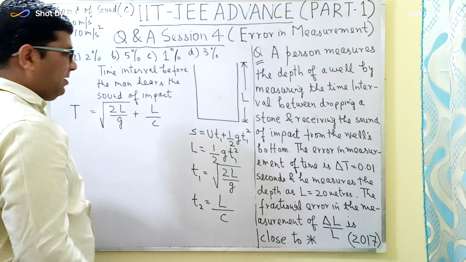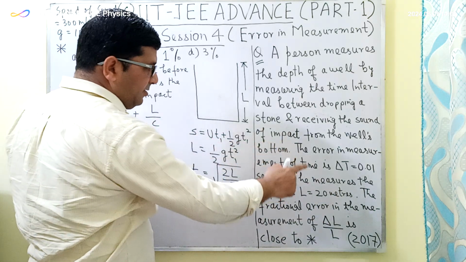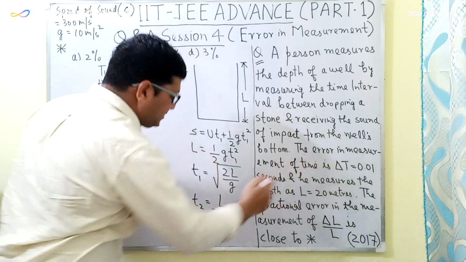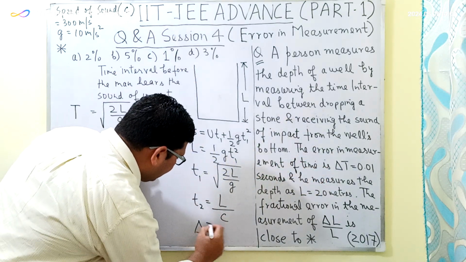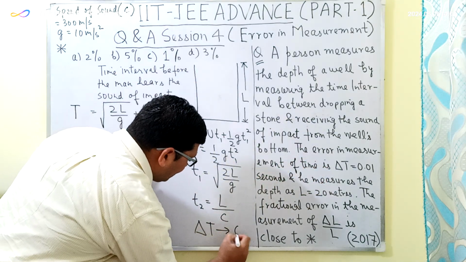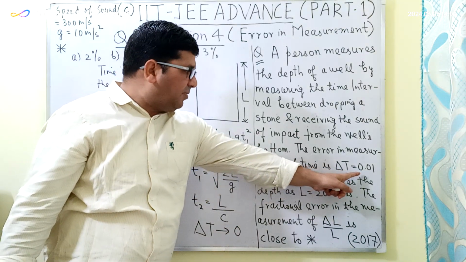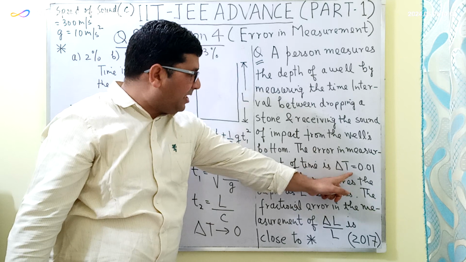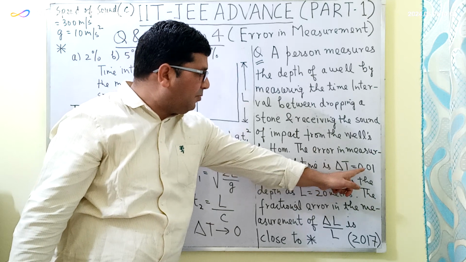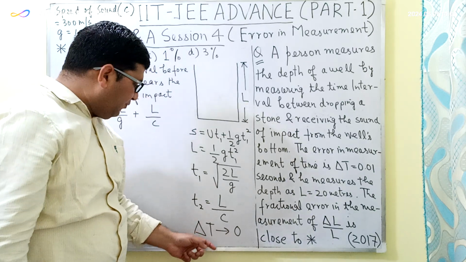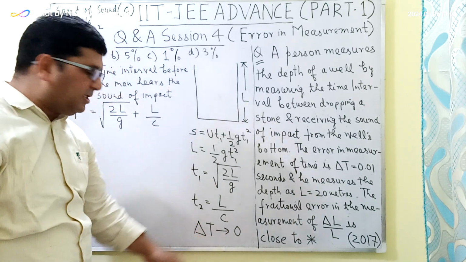Now the most important thing which we have to see here is that delta t is tending towards 0. It's not 0, but it is tending towards 0, because the value of this delta t is equal to 0.01 second, which is very close to 0. So we can say that here delta t is tending towards 0.